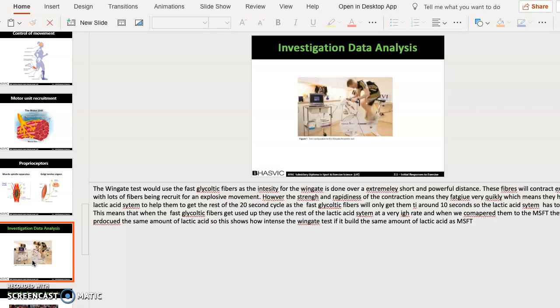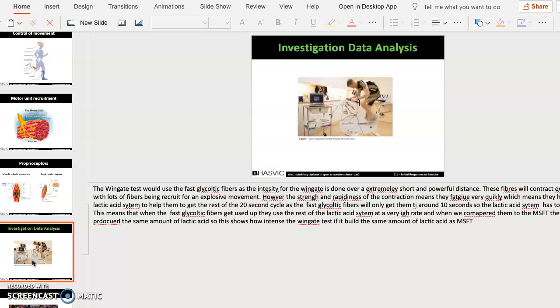Investigation data analysis. The Wingate test would use glycolytic fibers, as the intensity for the Wingate is done over an extremely short and powerful distance. The fibers will contract extremely fast, with lots of fibers being recruited for an explosive movement. However, the strength and rapidness of the contractions mean they'll fatigue very quickly, which means they have to use the lactic acid system to help them get the rest of the 20-second cycle, as the fast glycolytic fibers will only get them to around 7 to 10, so the lactic acid system has to do the rest.